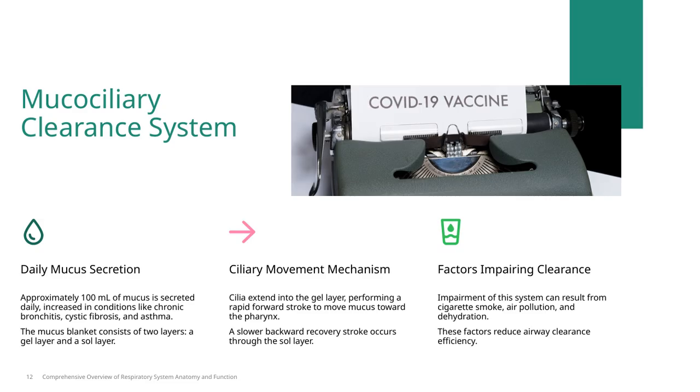This entire process is part of what we call the mucociliary clearance system. It's a vital defense mechanism, but it can be impaired by factors such as cigarette smoke, air pollution, or dehydration. These factors diminish the efficiency of airway clearance, making it harder for the respiratory system to protect itself and stay healthy. Understanding these mechanisms highlights the importance of maintaining good airway health and minimizing exposure to these harmful factors.